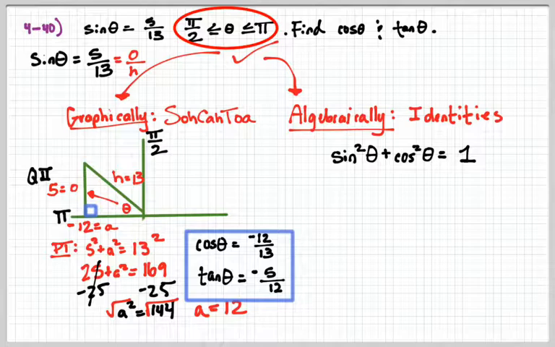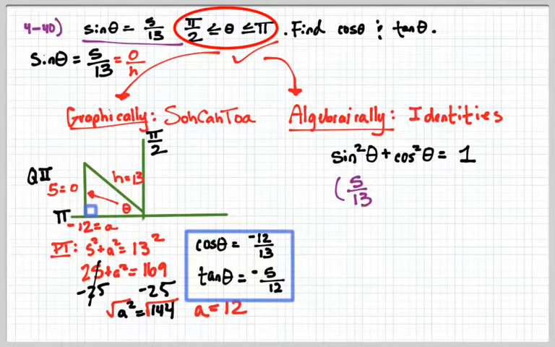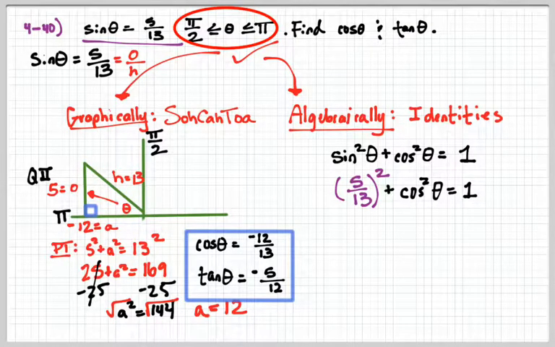Now the only information I have from the beginning of the problem that I can use here is this. So what do you think I can do with that sine of theta? 5 over 13. Plug it in. So you're going to plug in 5 over 13 and square it, plus cosine squared theta equals 1. Now a lot of you I know want to reach for your calculators, but you're going to get a decimal. So I just want you to square 5 and then square 13. Leave it as a fraction.